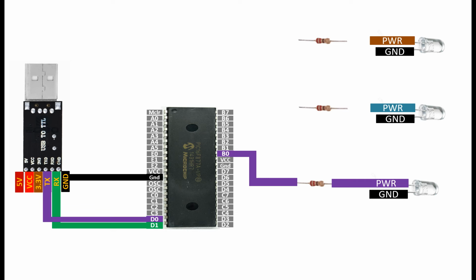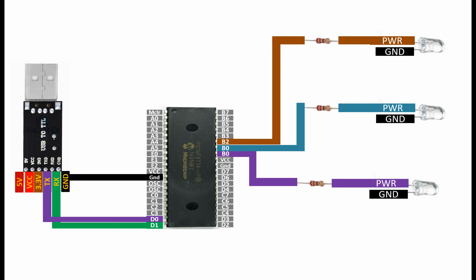Now guys, for the centermost LED, connect the longer pin to one end of the 220 ohm resistor like this. From the other end of this 220 ohm resistor, connect to any available digital input output pin. I am going to use pin number B1 like this. Then for the topmost LED, connect the longer pin to one end of the 220 ohm resistor like this. From the other end, connect to any available digital input output pin. I am going to use pin number B2 like this.